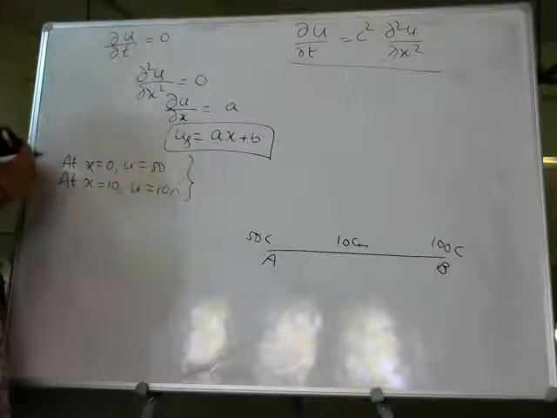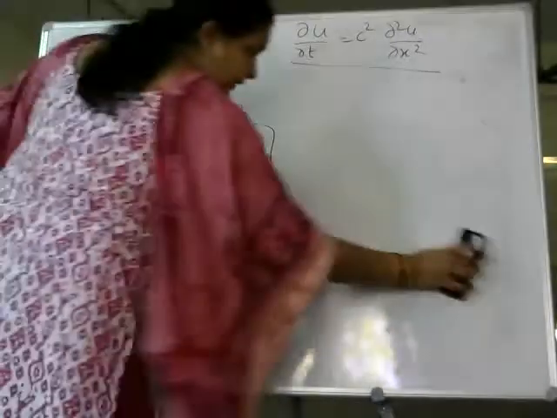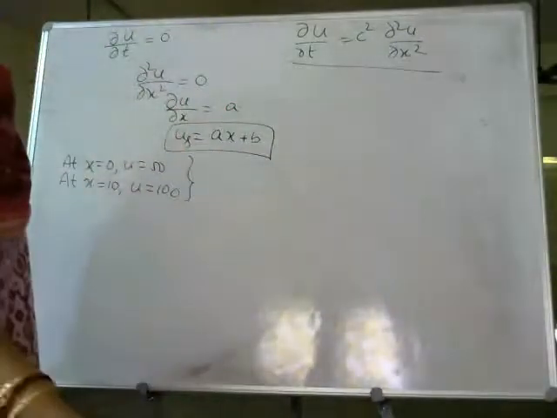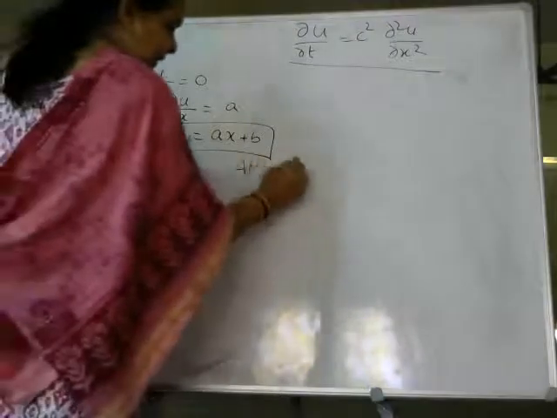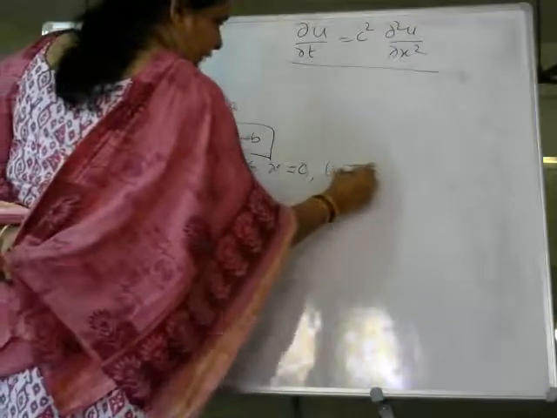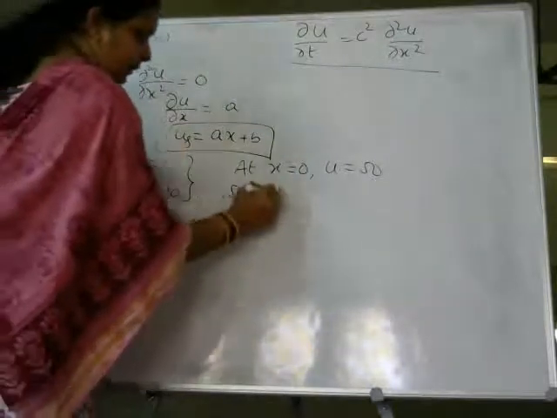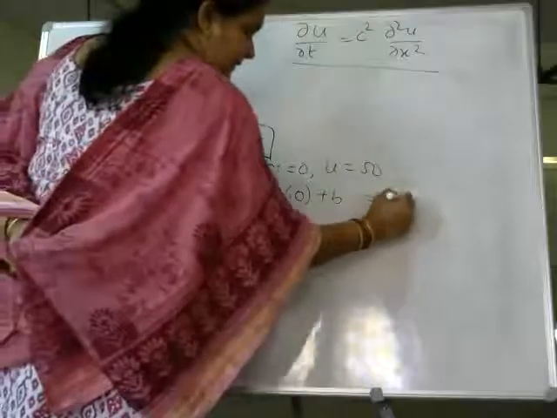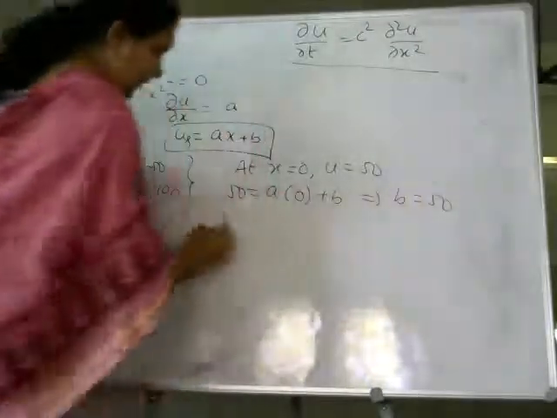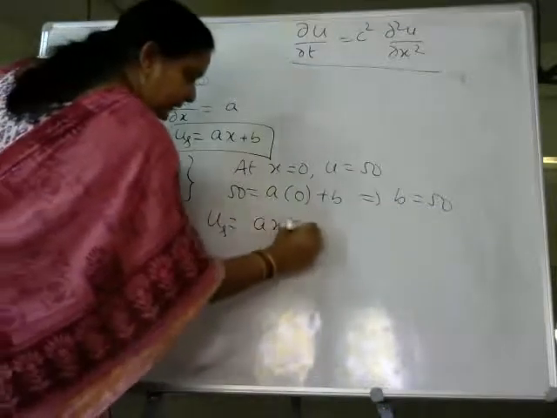So we use these two conditions and we try to find out the constant values A and B. What is the first condition we have? At x is equal to 0, u is equal to 50. That condition will substitute here. u is equal to 50 is equal to A into x is equal to 0 plus B, implies B is equal to 50. So u is equal to ax plus 50.